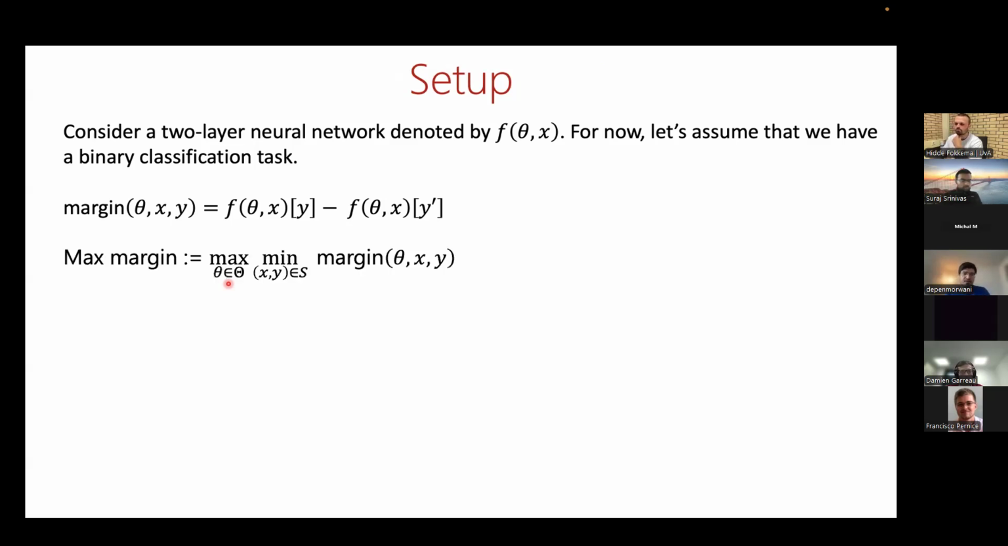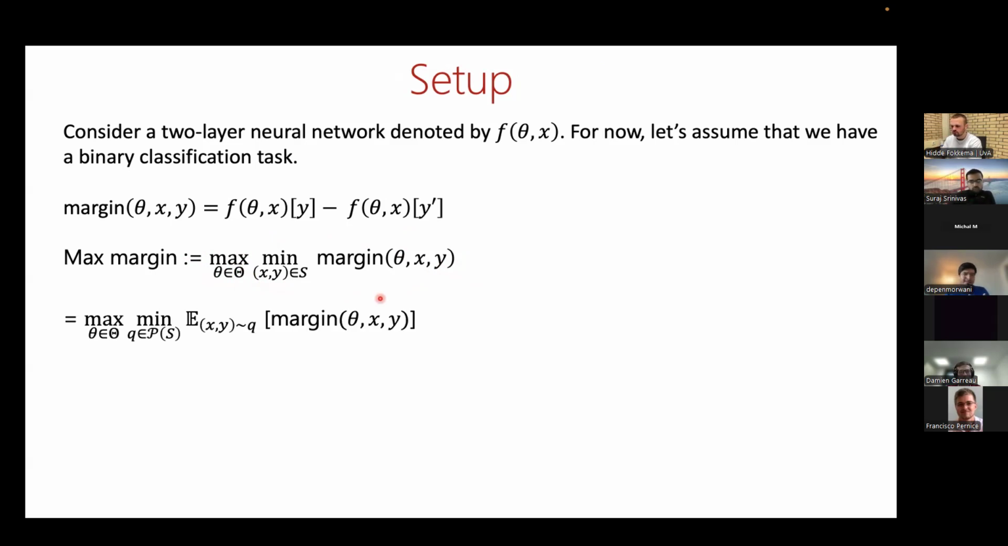Now we'll do some manipulations. First, let's define what margin means. This is what maximum margin means: given parameters lying in a certain normed space, for parameters whose certain norm is less than one, we want to find the parameters which maximize the minimum value of this margin across the entire data set. So this is what max margin means.